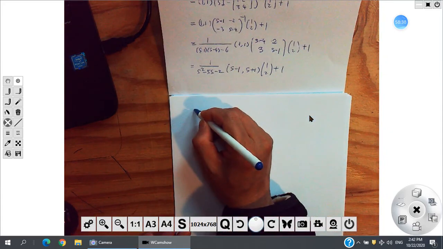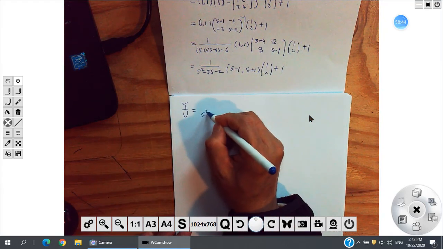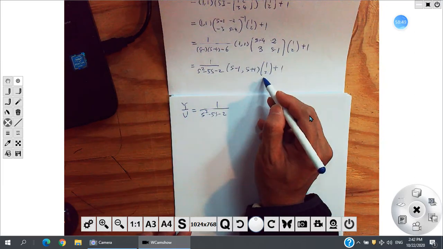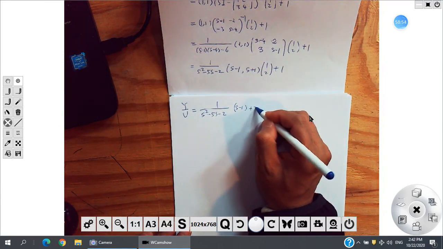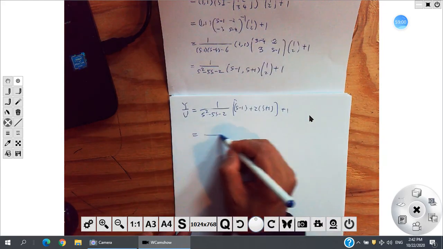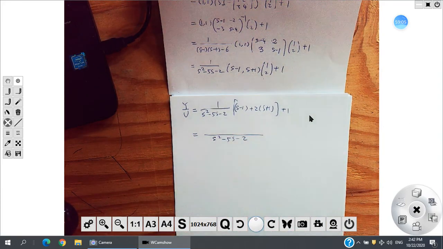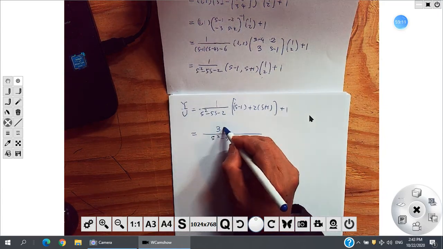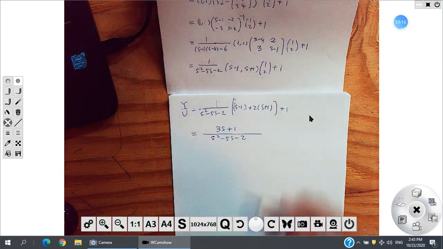Alright, okay, I write one more. Y over u, there will be s squared minus 5s minus 2. Here's this one times this 2, right? This 2 times this 2. So it is s minus 1 times 1 plus 2 times s plus 1, plus 1. So the denominator is s squared minus 5s minus 2, and the numerator is this part. I have 2s and 1s. I have 3s, and minus 1 plus 2 is plus 1. Okay, and plus 1.